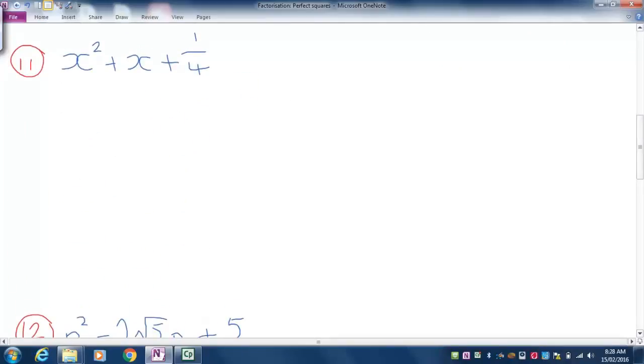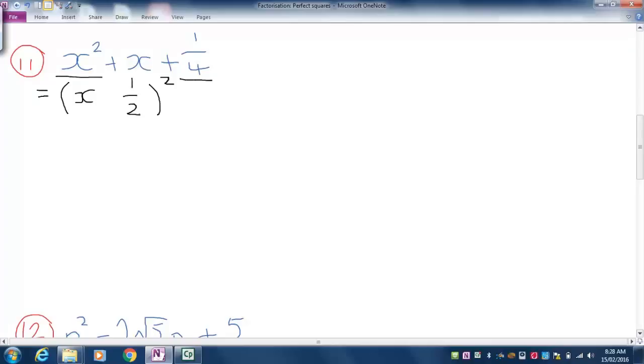Slightly harder one here because what I have is a fraction there at the end, but you follow the same process. So I'm going to have something in brackets, all squared. I find the first term by taking the square root of x squared, which gives me x. I find the second term by taking the square root of 1/4, and to do that I take the square root of the top and the square root of the bottom, and I get a half.